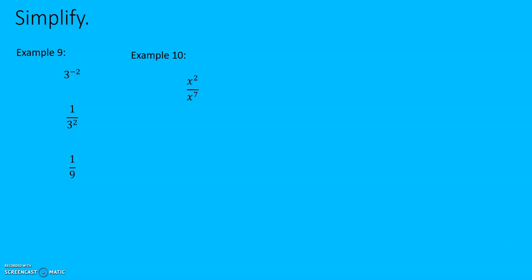Example 10, x to the 2nd divided by x to the 7th. 2 minus 7 is negative 5. Those x's need to be in the denominator, 1 over x to the 5th.